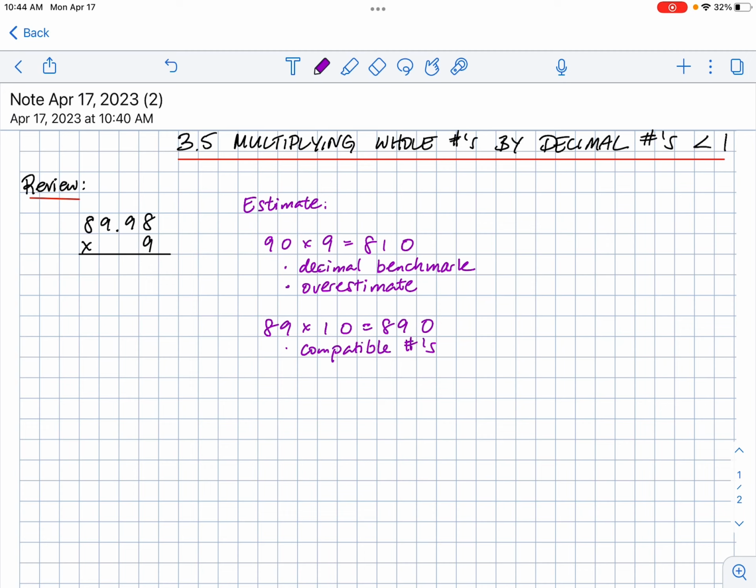And hopefully this rings a bell from a previous lesson. Is it an overestimate or an underestimate? I'm going to say this is going to be an overestimate because even though you took 89 down to 89, because you went up to 10, it will actually end up being an overestimate, okay? But just so you're aware of the different types of estimates, always be aware if you are under or over the actual answer.